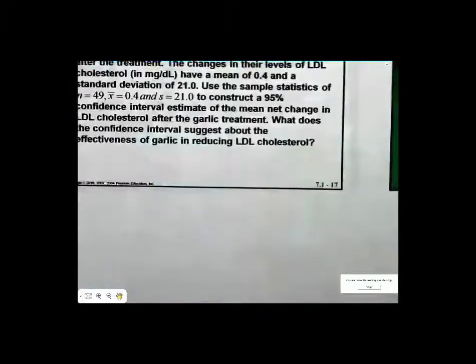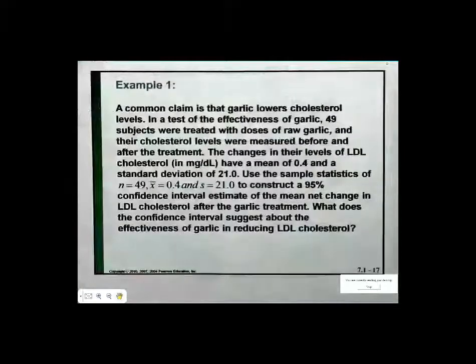A common claim is that garlic lowers cholesterol levels. In a test of the effectiveness of garlic, 49 subjects were treated with doses of raw garlic. I don't know what happened to their cholesterol level, but I can imagine what happened to their love life. Their cholesterol levels were measured before and after the treatment.